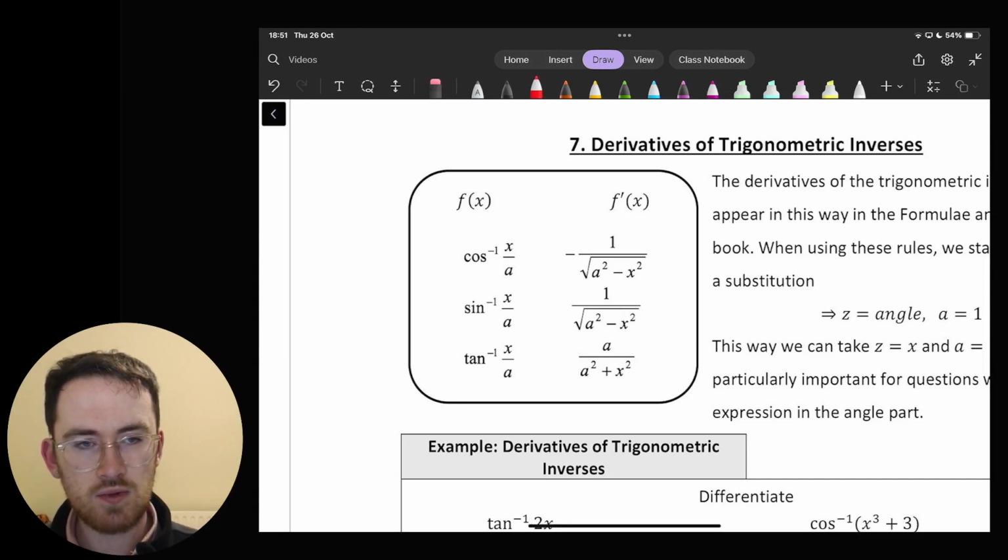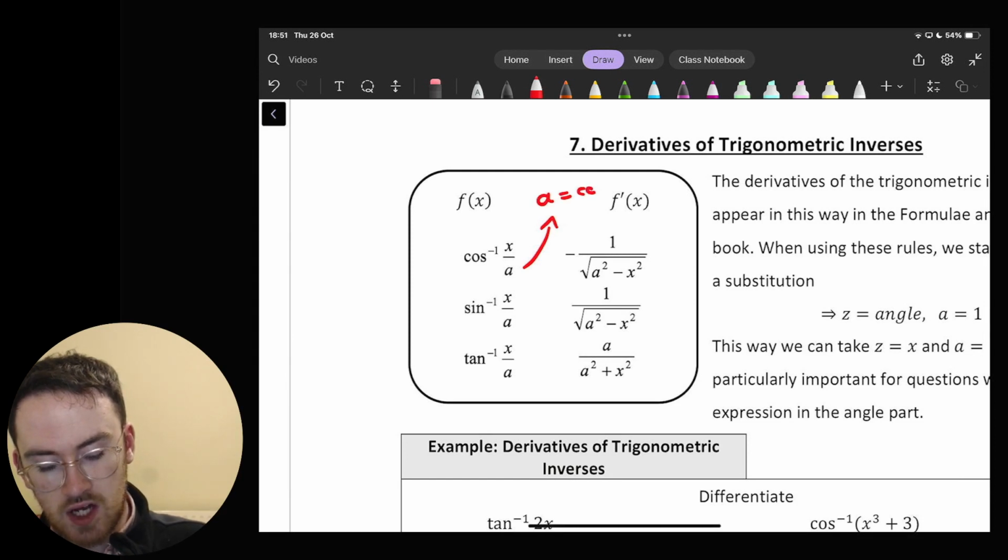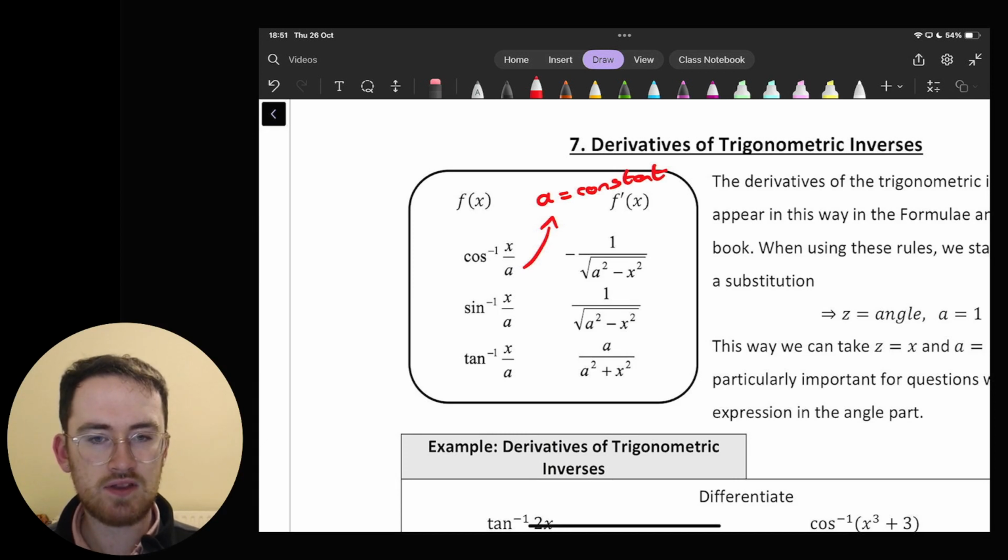So it appears with x over a, and in our log tables, a is always a constant term. So a is always a number. The x part then could just be x itself, but it could also be an expression. It could be any sort of expression, I suppose, that could be slotted in there over a constant.